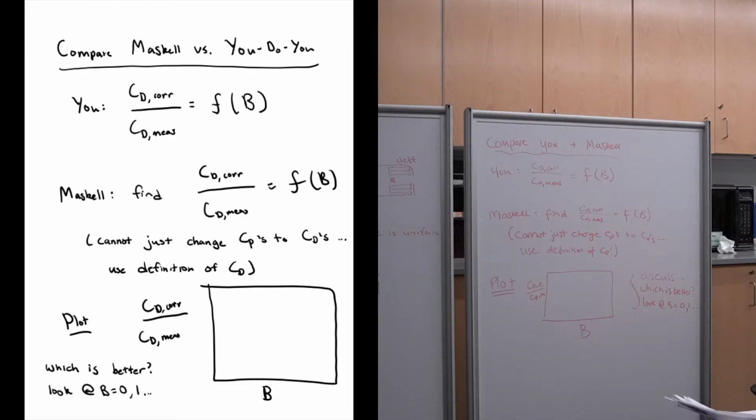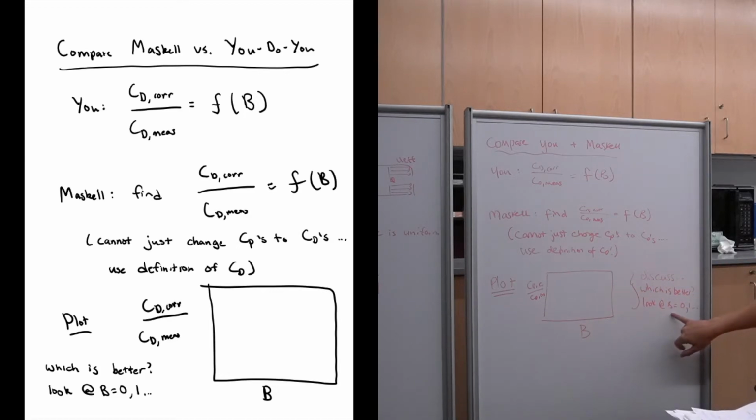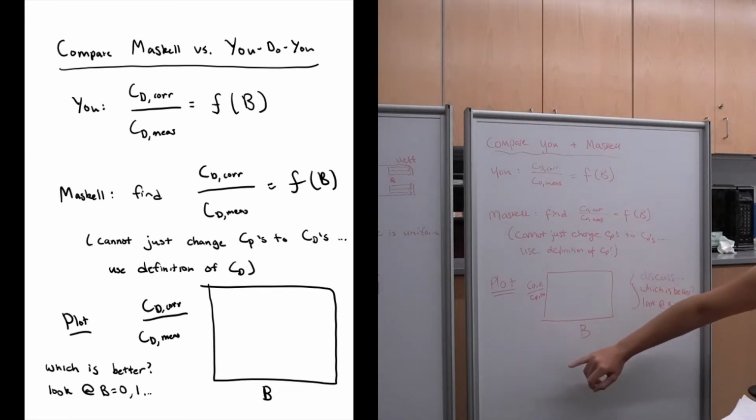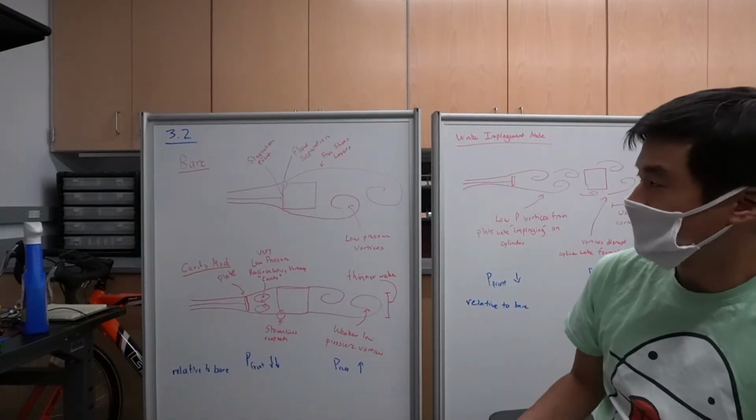So a hint that we will give you here is have a look at what these plots look like at B equals 0 and B equals 1, and use these points as a jumping point for your discussion. Okay, so that was section 3.1.